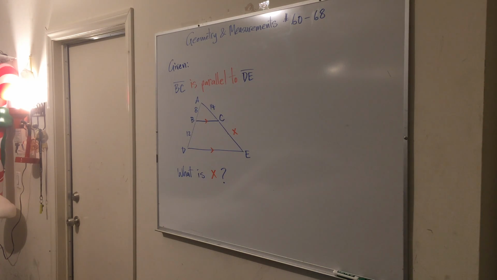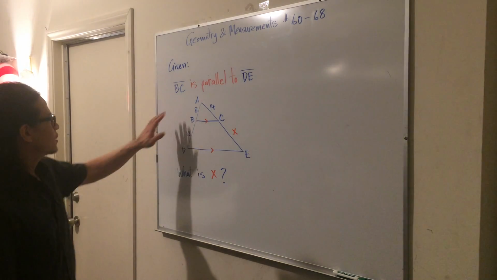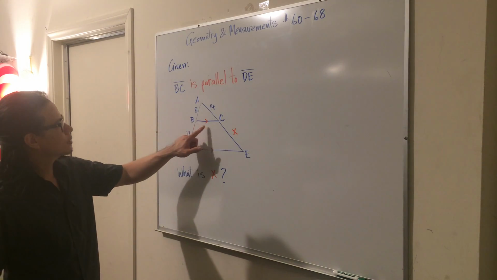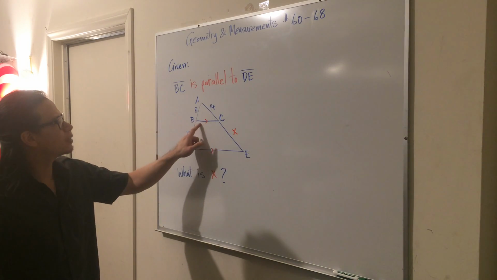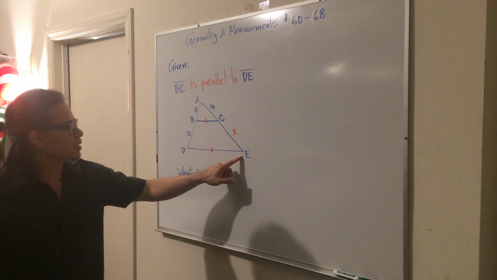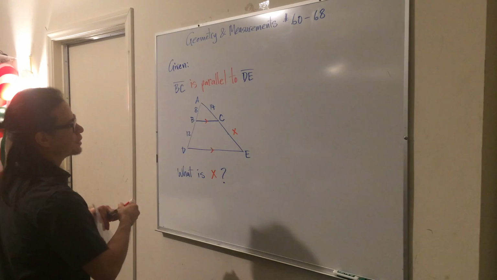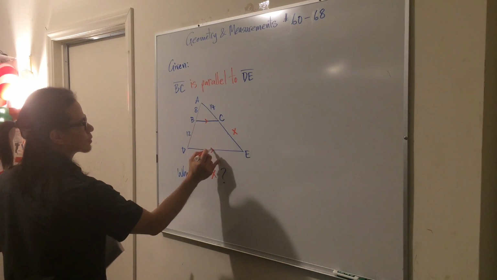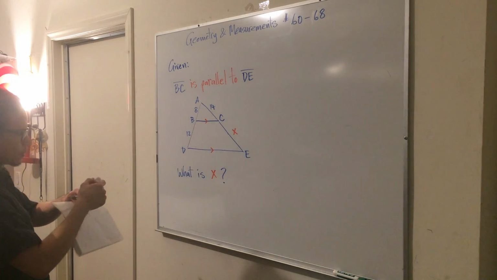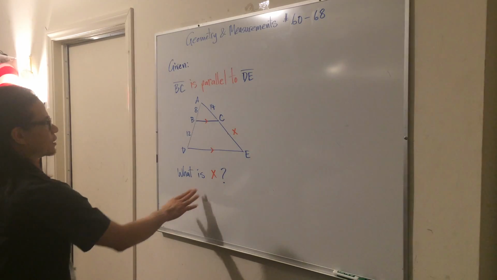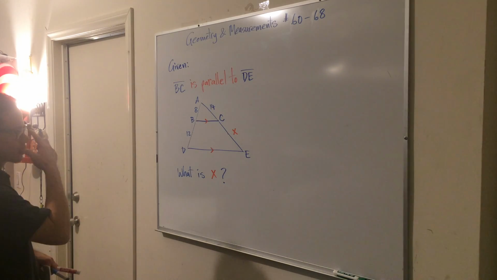So this is a tough question. We're given that segment BC is parallel to segment DE. So we can indicate parallel by using the whiskers here. The question is, what is X?